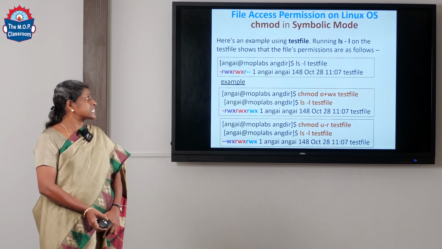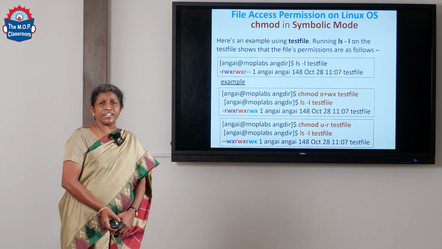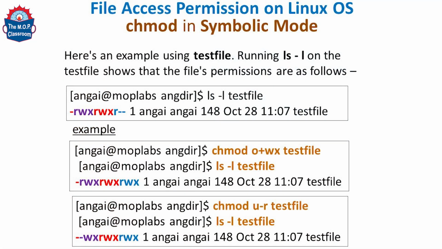So we will see an example. See here, ls -l test file. If I display the test file, it shows what the permissions are: characters second to fourth represent the user permission. So the user has read, write and execute permission, the group has read, write and execute permission, and the other user has only read permission. On which file? On the test file.